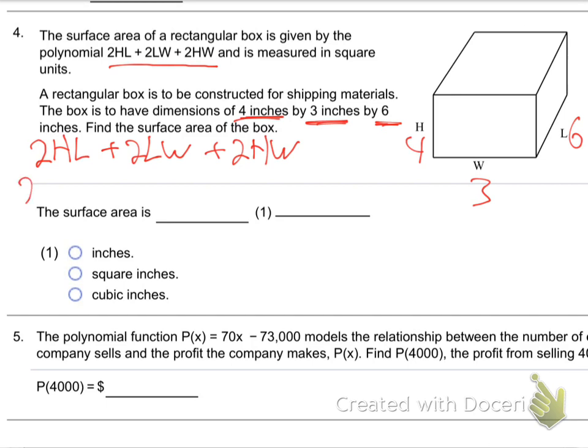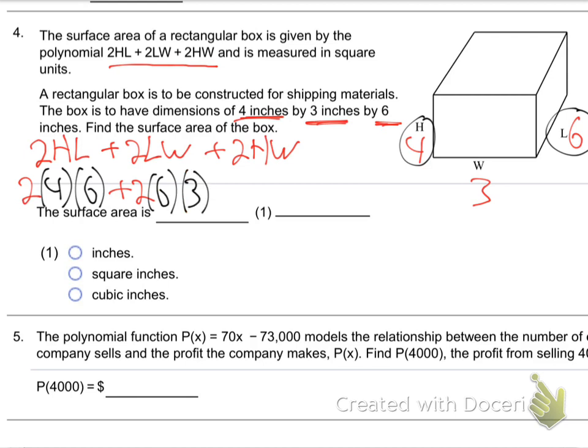You tracking with me? So first off, H. What is H? It's that 4 there. What is L? L comes next. I happen to make it 6. Keep going. Plus 2. And then L again is 6. W is 3. Plus 2. H is 4 and W is 3. There we go. Work that out.